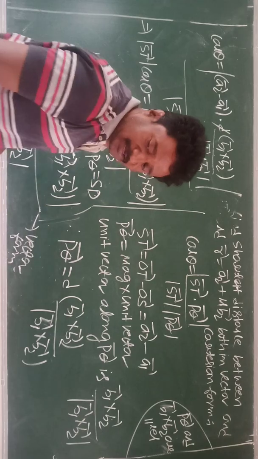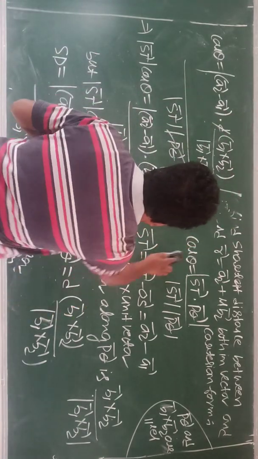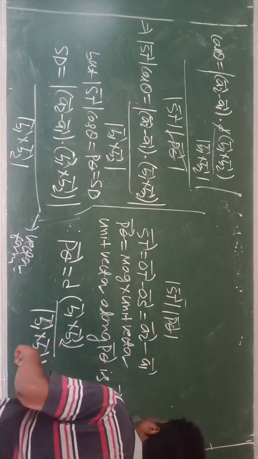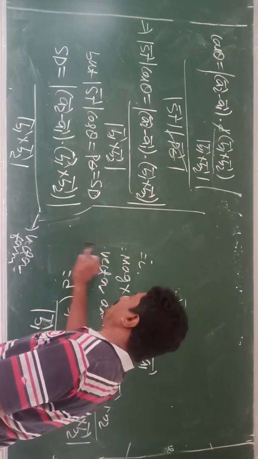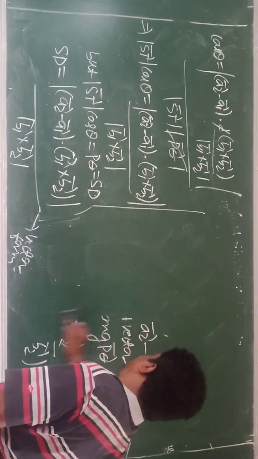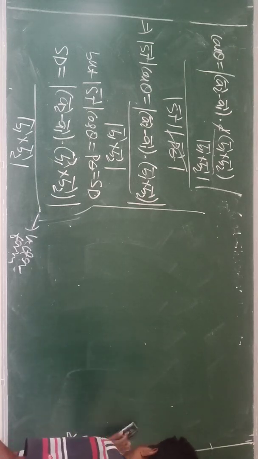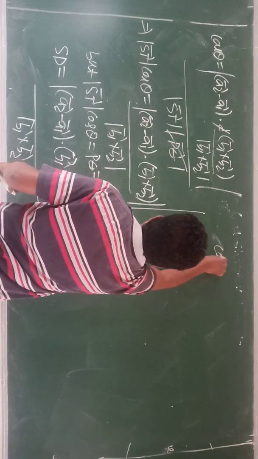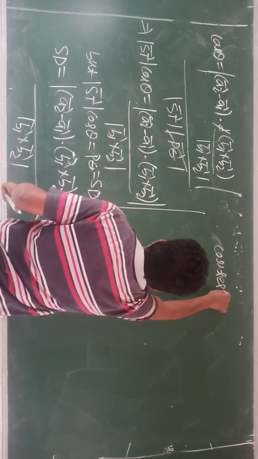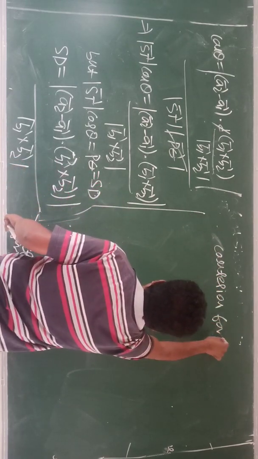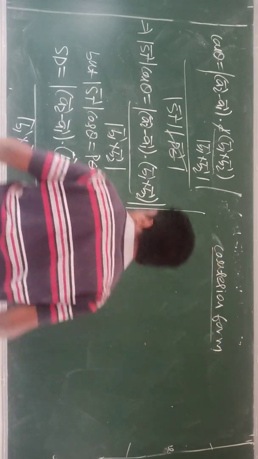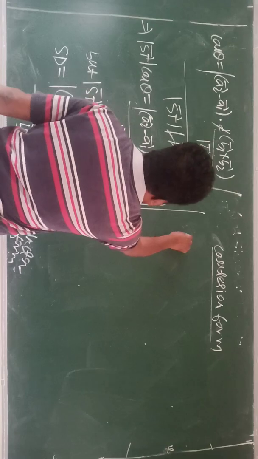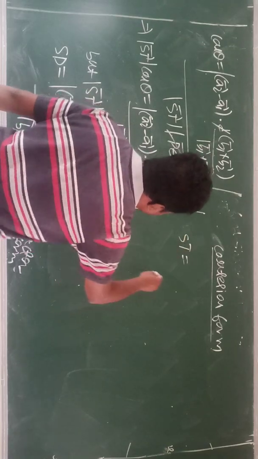Now I write in Cartesian form, students. This is a 5 mark question. Practice this. Writing Cartesian form is so easy. You write it directly, students.